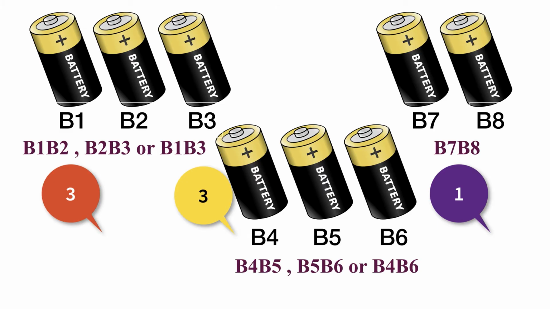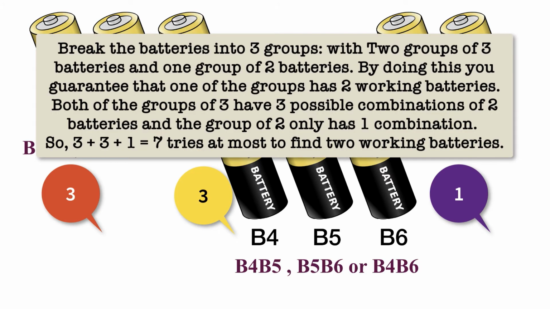So let's summarize. Break the batteries into 3 groups, with 2 groups of 3 batteries and 1 group of 2 batteries. By doing this, you are guaranteed that one of the groups has 2 working batteries. Both of the groups of 3 have 3 possible combinations of 2 batteries and the group of 2 only has 1 combination. So 3 plus 3 plus 1, which equals 7 tries at most to find 2 working batteries.